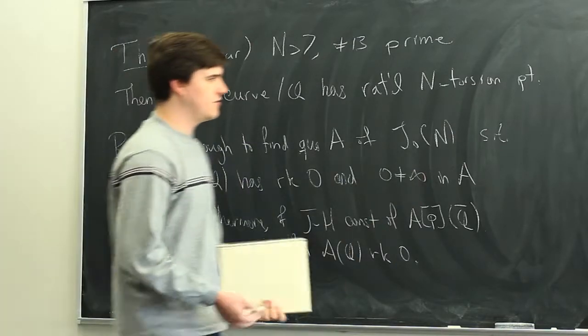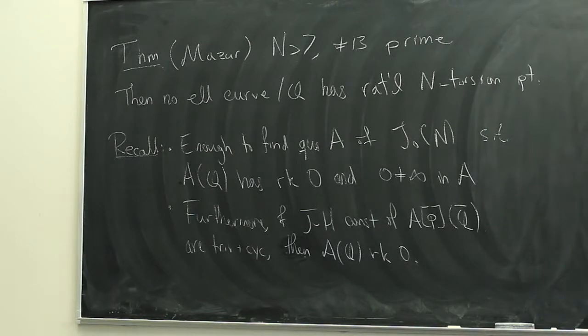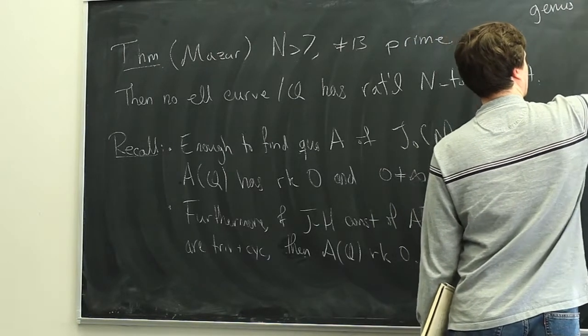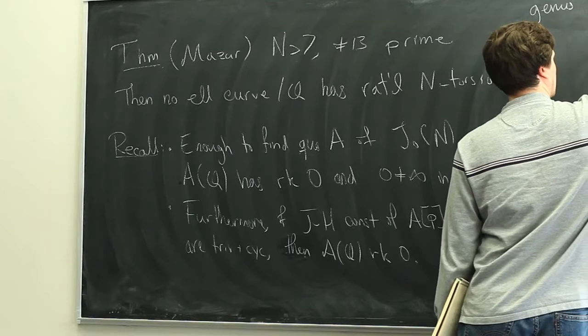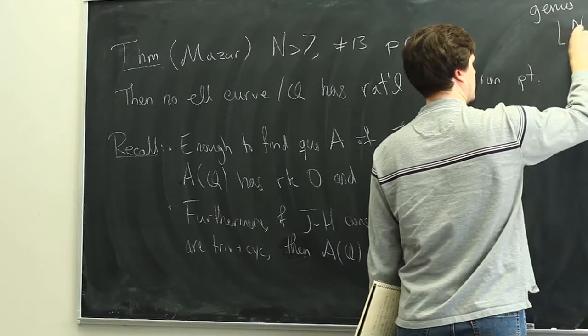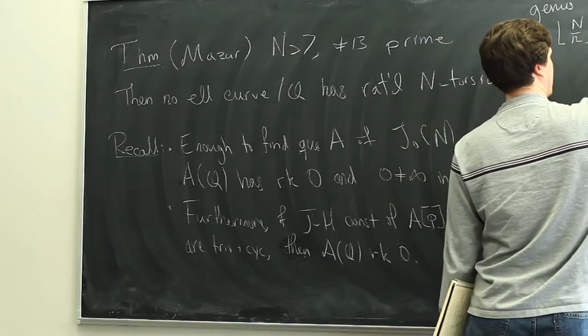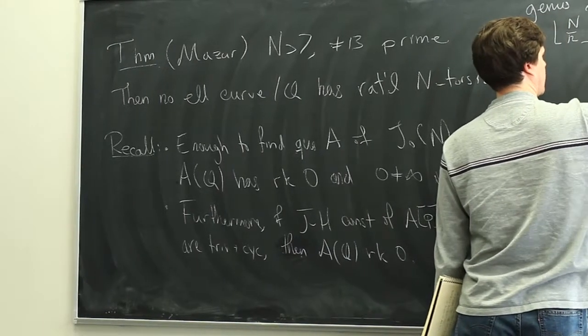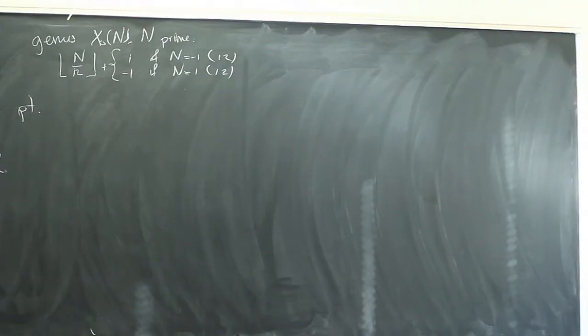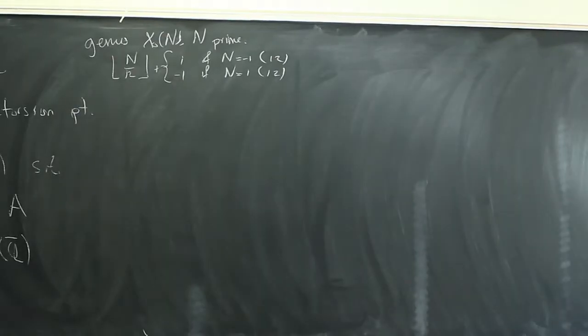So if you remember, we proved a formula for the genus of X0(n) if n is prime. And it was roughly n over 12. So it was the floor of n over 12, and then adjusted by 1 if n is minus 1 mod 12, and adjusted by minus 1 if n is 1 mod 12. So for 11, you get 1, and for 13, you get 0. And you can see that as long as n is not one of these primes, then that genus is always positive. So in the cases that we care about, the Jacobian is always non-trivial. Okay?